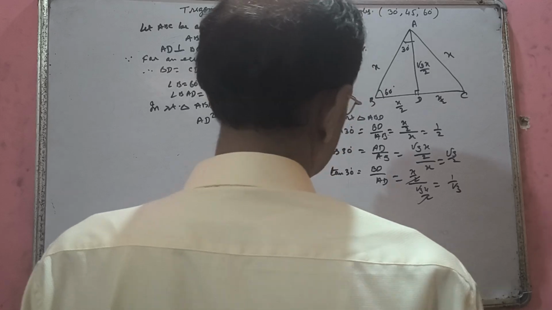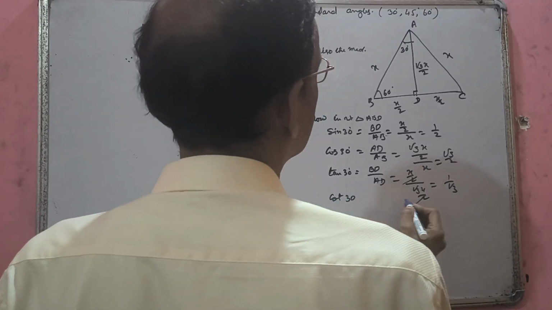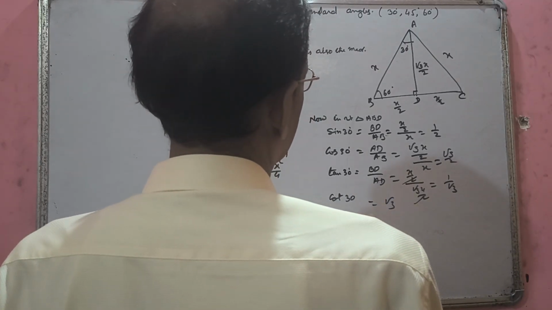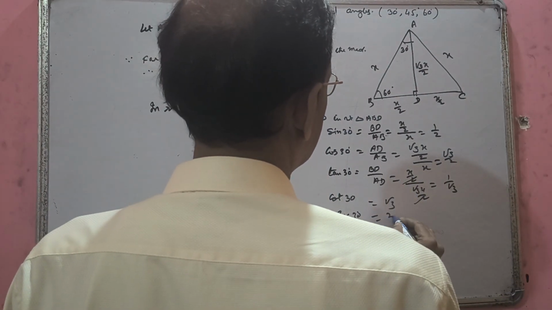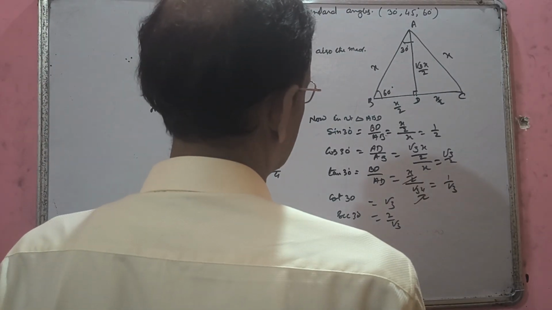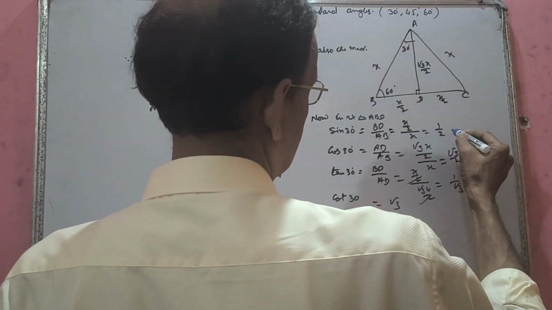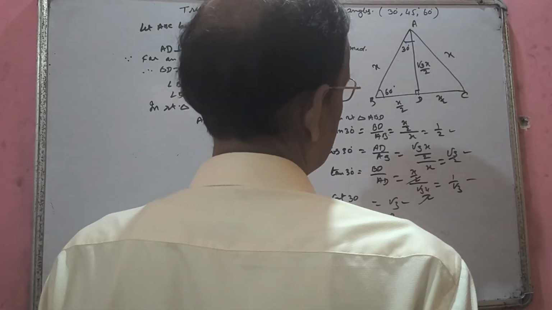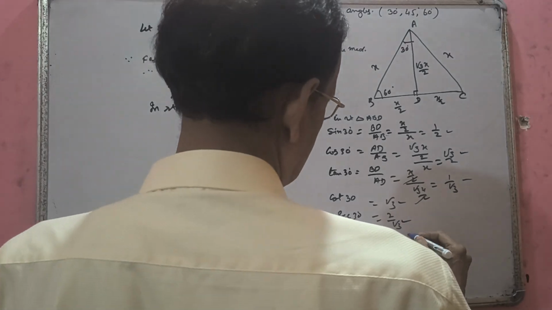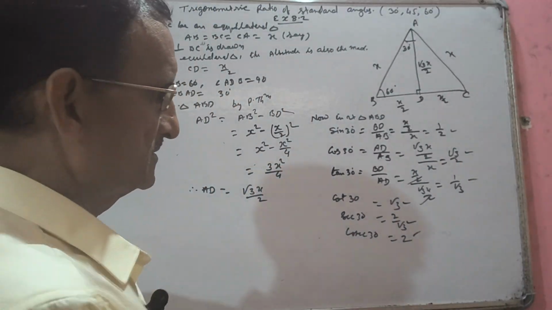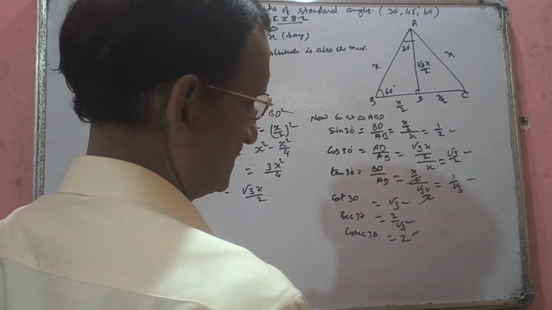1 by root 3. Similarly, you can find cot 30 degree, you know cot is reciprocal of tan, so you can write directly root 3, and sec 30 degree is reciprocal of cos. So what you will get? 2 by root 3, and so on. Cosec 30 degree, reciprocal of sine, so you will get 2. So these are the numerical values of trigonometric ratios of 30 degree. Understood? You can calculate this geometrically also. Cot 30 degree equal to reciprocal, meaning AD by BD. So we'll get this.